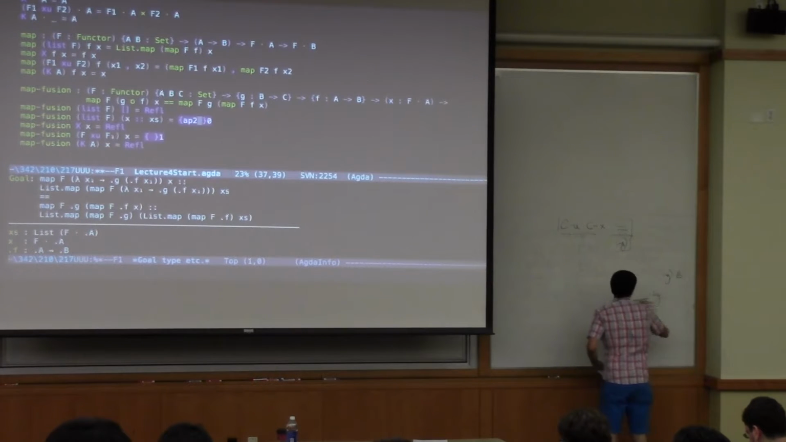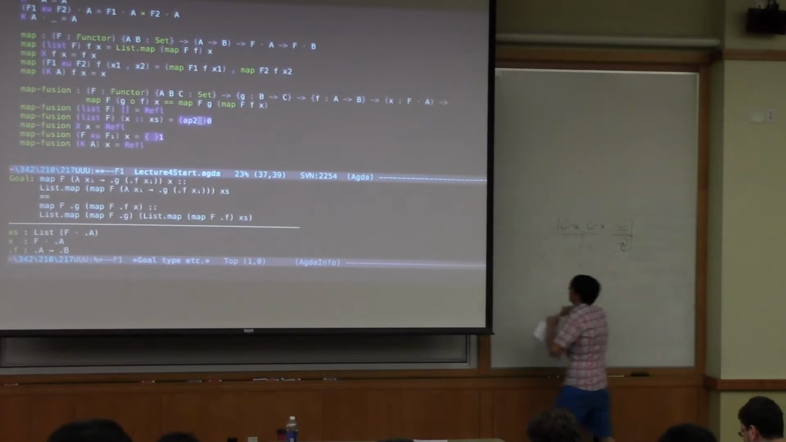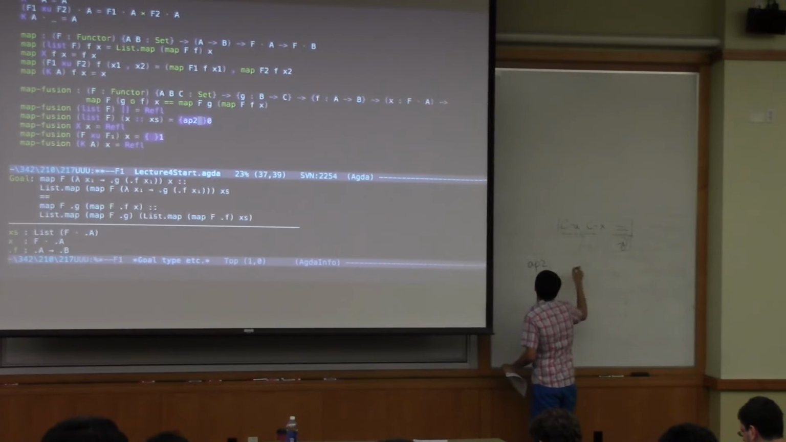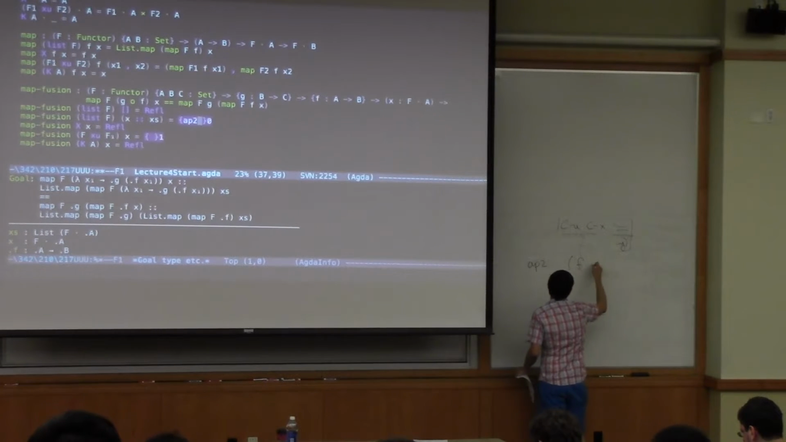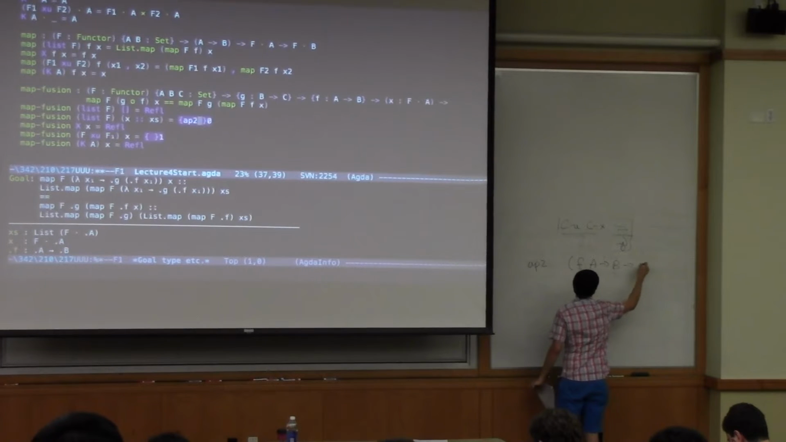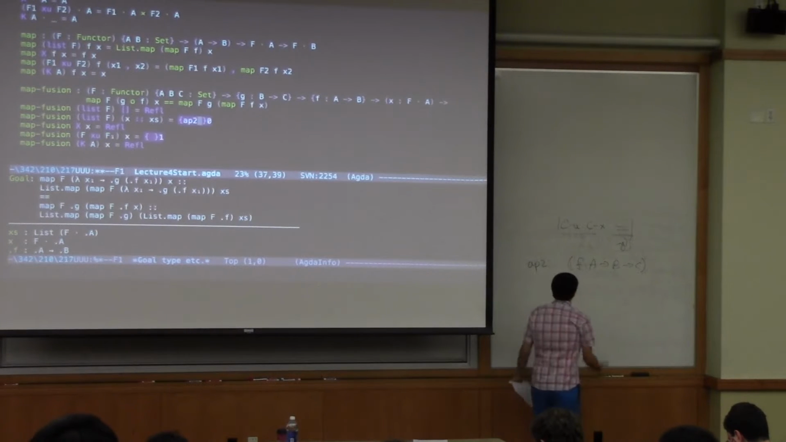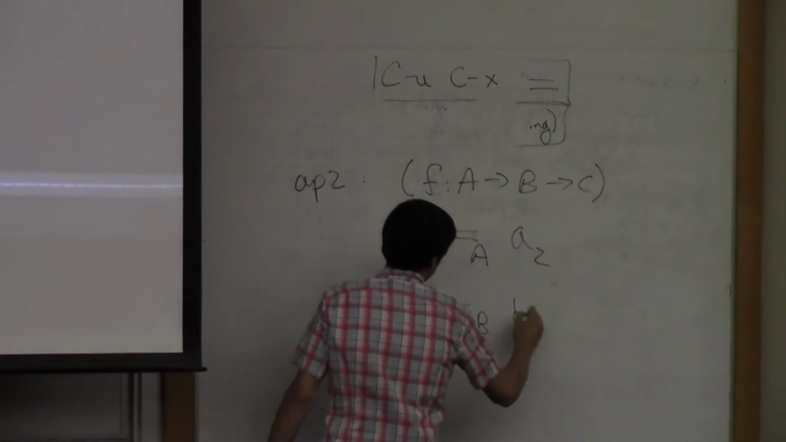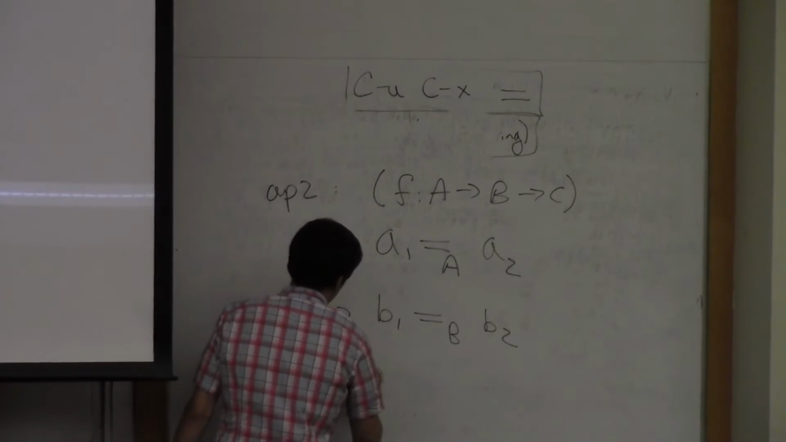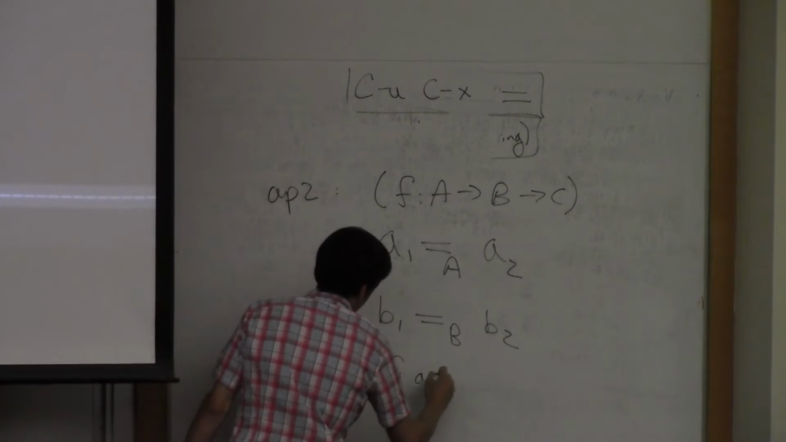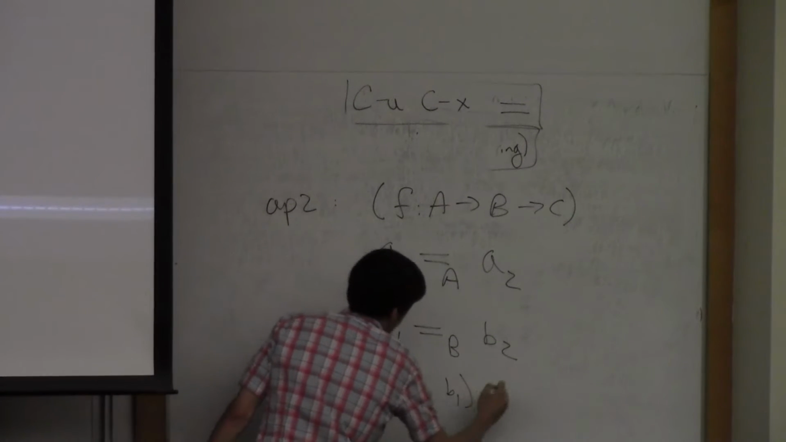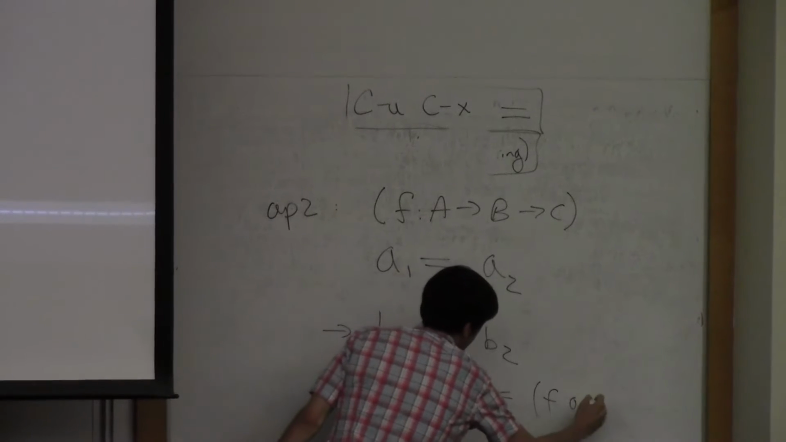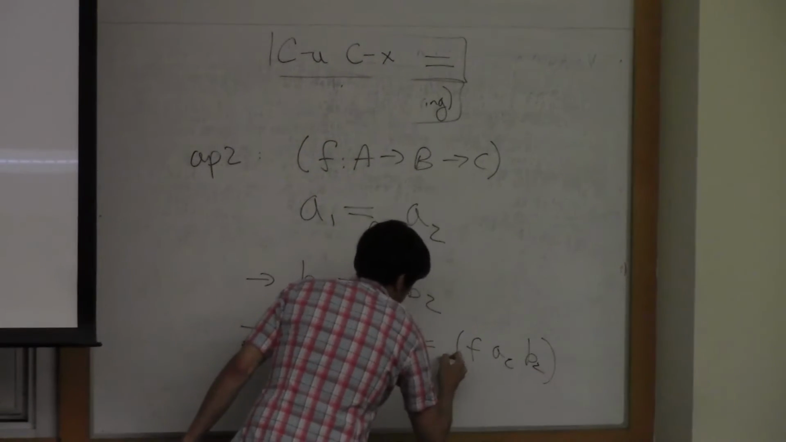So the idea with app2 is that app2 says, if you give me a function f from a to b to c, and you give me a1, which is equal to a2 in a, and b1, which is equal to b2 in b, then I will conclude that f of a1, b1 equals f of a2, b2 in c.